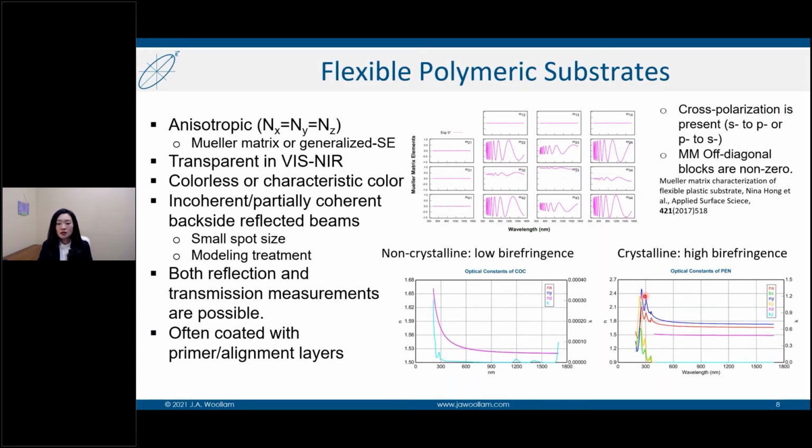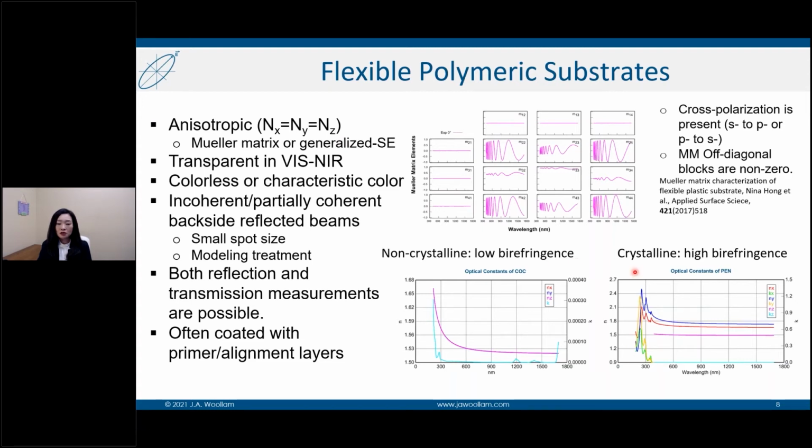Polymeric substrates are a bit challenging due to their anisotropy. Anisotropy means the index of refraction is different in the x, y, or z directions. For anisotropic substrates, measuring their Mueller matrix ellipsometry data gives us the most accurate optical constants.